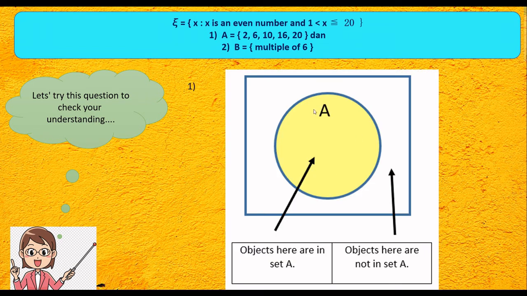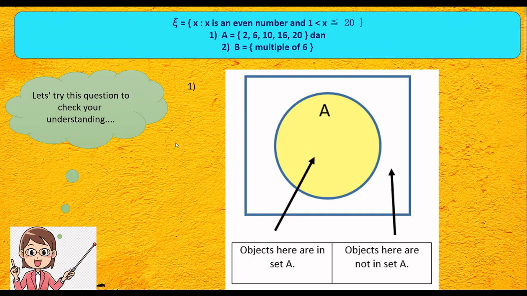So this is the template for the Venn diagram. Every time you start your question, you should draw a rectangle. After that, you should place your circle in the middle. So now this is a set A. That's why I'm putting A here. And then you must remember the objects here are in the set A and the objects here are not in the set A, but they are still inside the universal set.